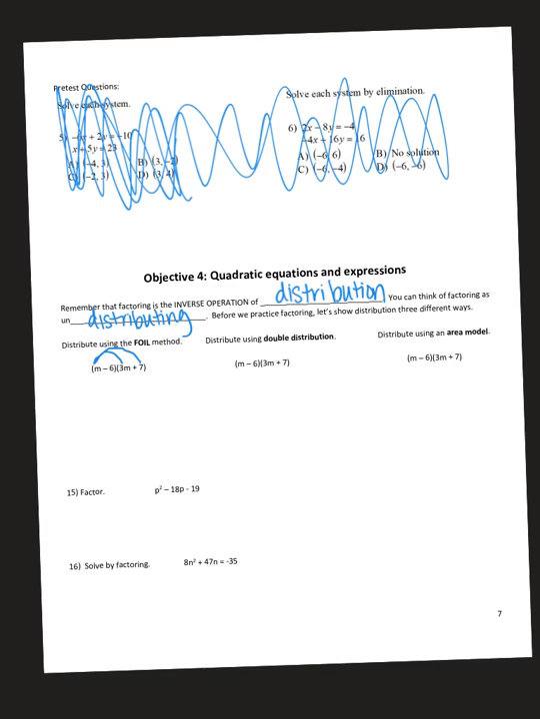All right, but what we do is we do m times 3m, and so that's 3m squared, and m times 7, which is 7m, and then we're going to do negative 6 times 3m, which is negative 18m, and then we're going to do our last terms, negative 6 times 7, which is negative 42. And then we're going to combine like terms, and we get 3m squared minus 11m minus 42. So that's using the FOIL method.